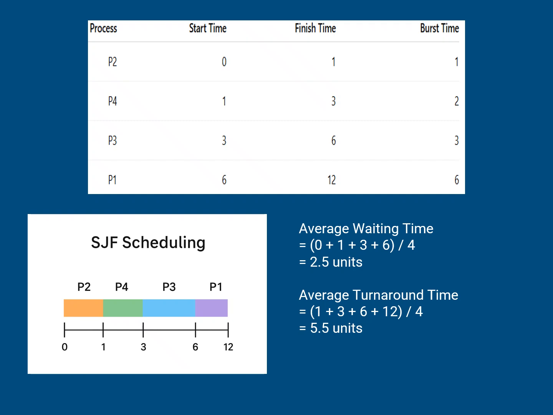Waiting time is calculated as start time minus arrival time, giving values of 0, 1, 3 and 6, resulting in an average of 2.5 units, which is much lower compared to FCFS. Turnaround times are 1, 3, 6 and 12, giving an average of 5.5 units. This shows how SJF reduces waiting time by prioritizing the shortest job first.